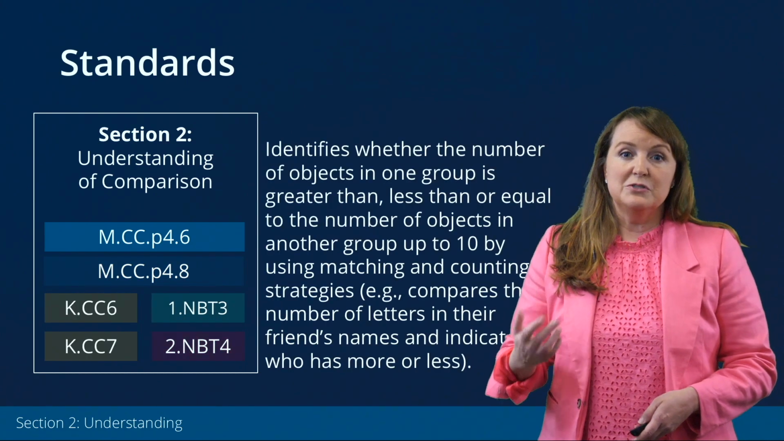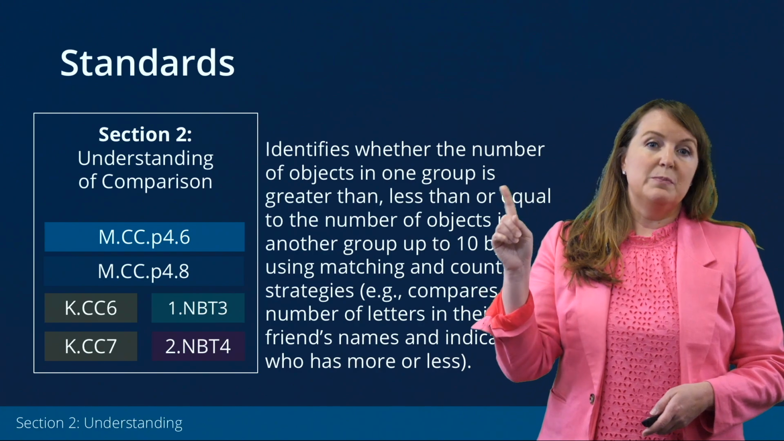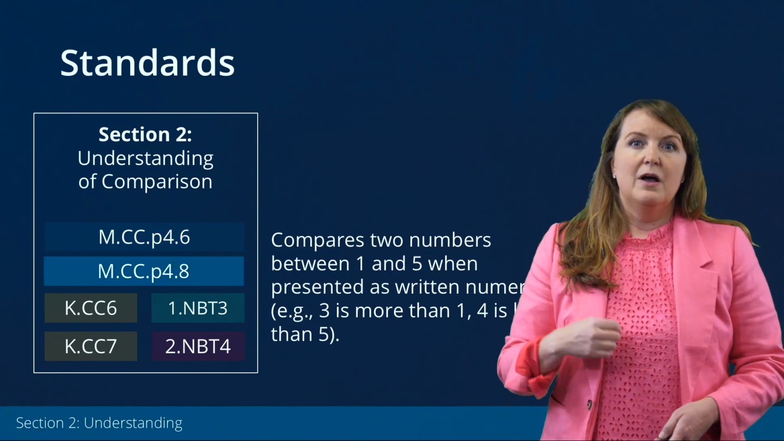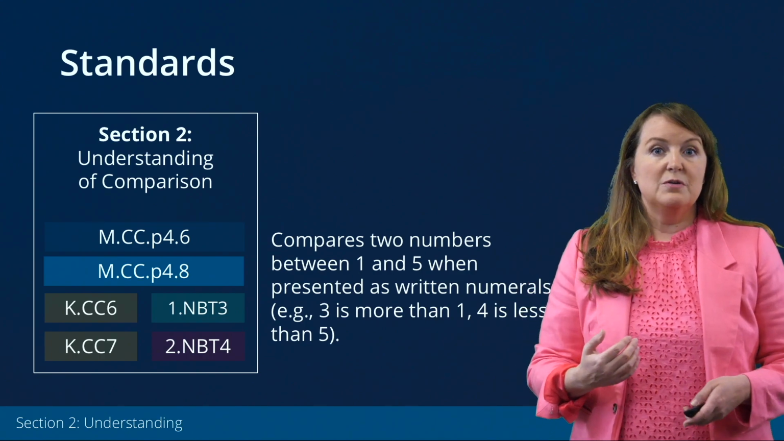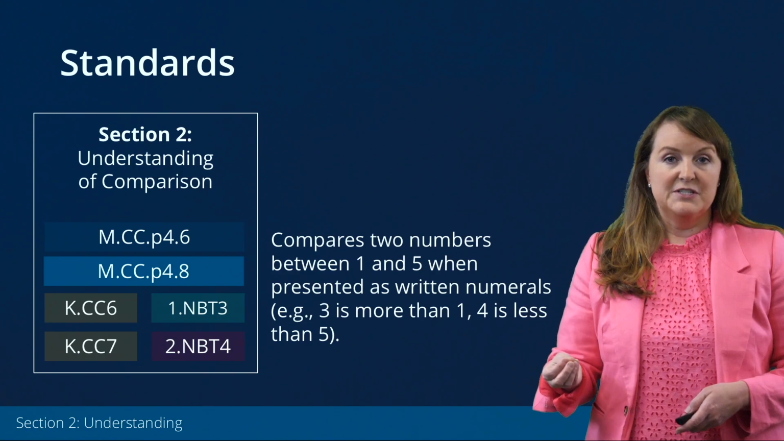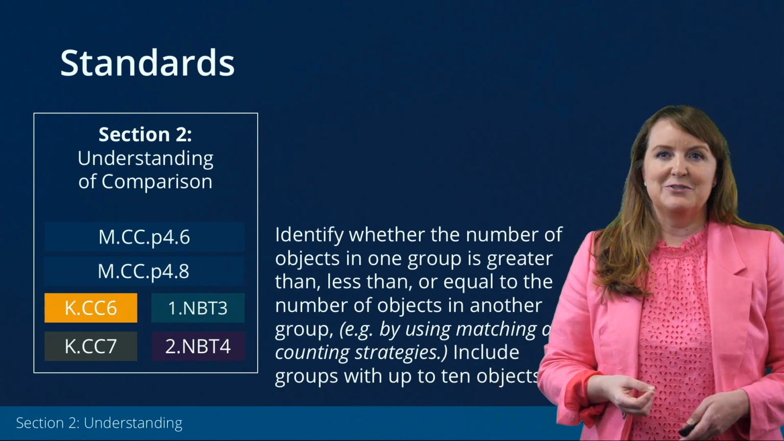So in preschool, students are expected to identify if the number of objects in one group is greater than, less than, or equal to the number in another group. Also at preschool, students should be able to compare two numbers between 1 and 5 when presented as written numerals. We'll talk about written numerals in the next section of this module.